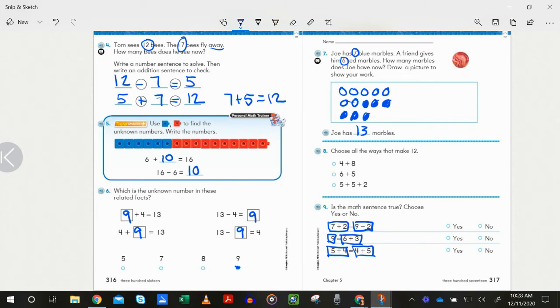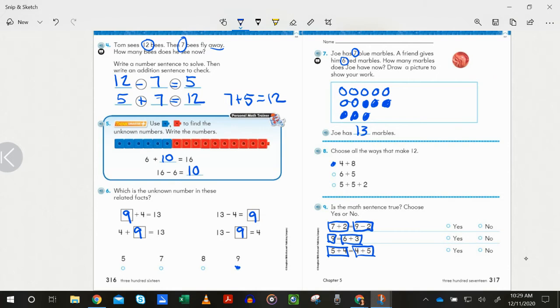Number 8, choose all the ways that make 12. Does 4 plus 8 make 12? Yes. Does 6 plus 5 make 12? No, 6 plus 6 would be 12, so 6 plus 5 is only 11. So we're going to, I started marking it, so we're going to leave that one empty.